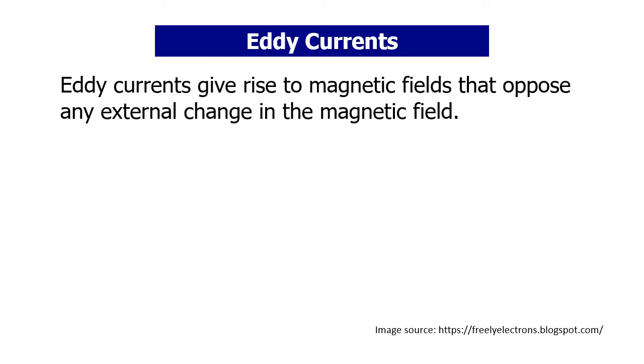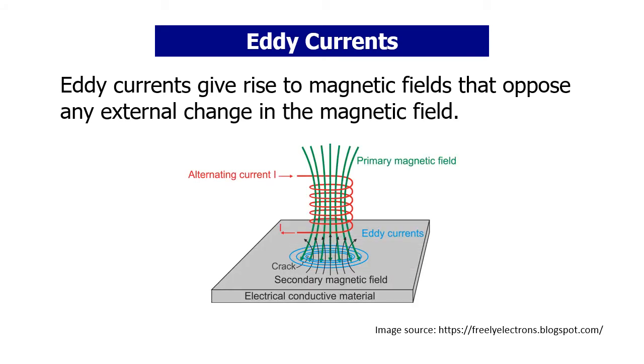Now about eddy currents. Eddy currents give rise to magnetic fields that oppose any external change in the magnetic field. So the magnetic field change is being opposed, and the cause is eddy currents. You can see this in the diagram. Here one coil is there, connected to alternating current. Alternating current means the polarity of the voltage is continuously changing. Alternating current is the next topic, and there you will get a clear idea of what it is.